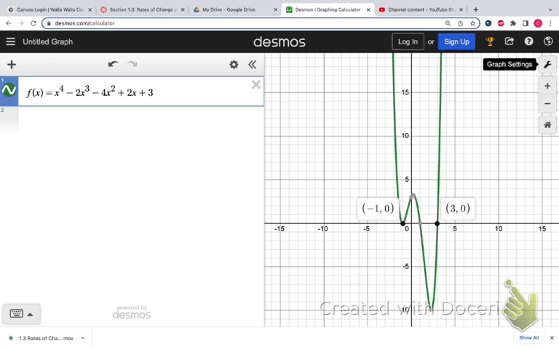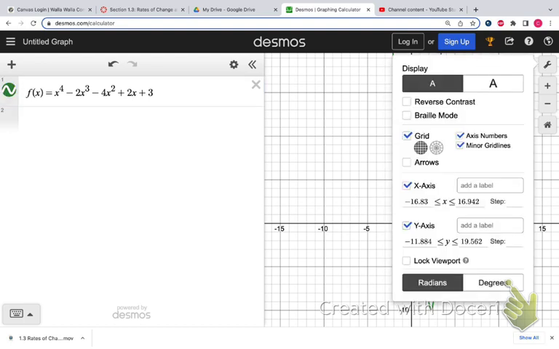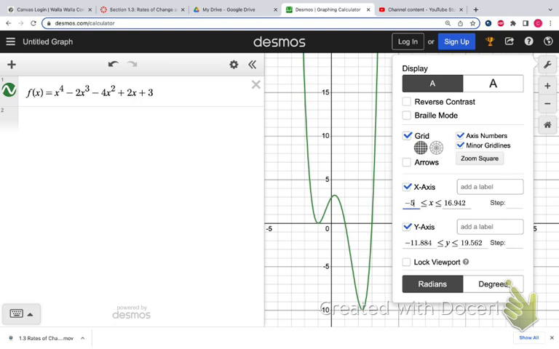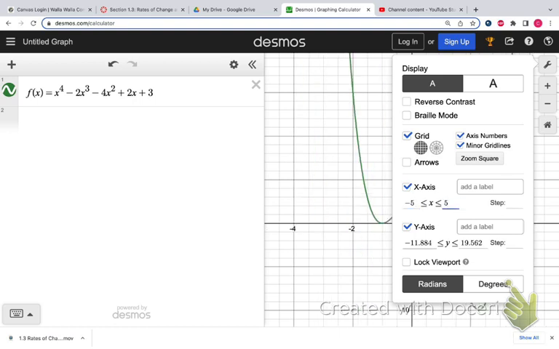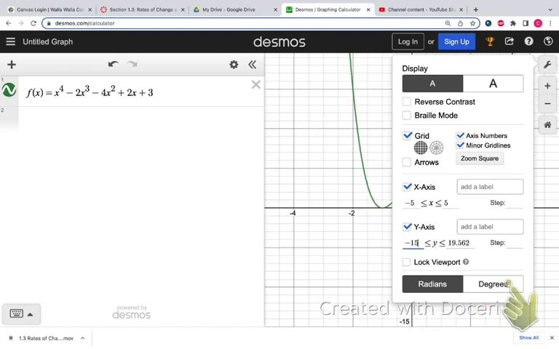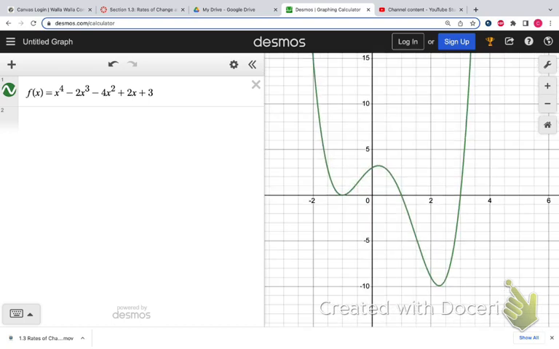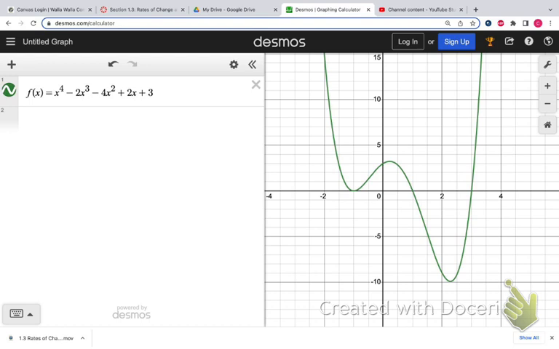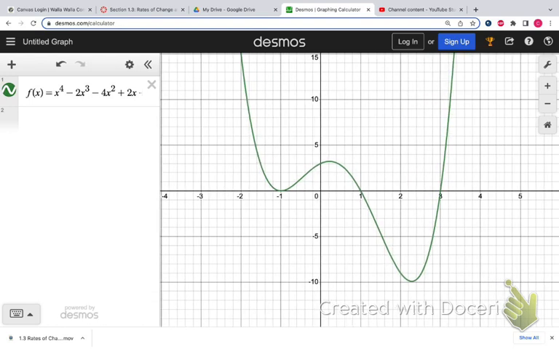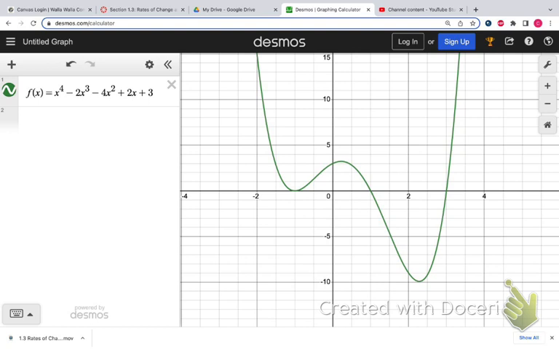So in the top right, I'm going to click on this little wrench, and you're going to see a little graph settings display pop up. I'm going to restrict the function's x-axis to go from -5 to +5. And I'm going to change the y-axis from about -12 to maybe +15. Okay, so here's a much better sized graph, and I can even slide a little bit to the left. There we go. Okay. So here's a graph of this function.